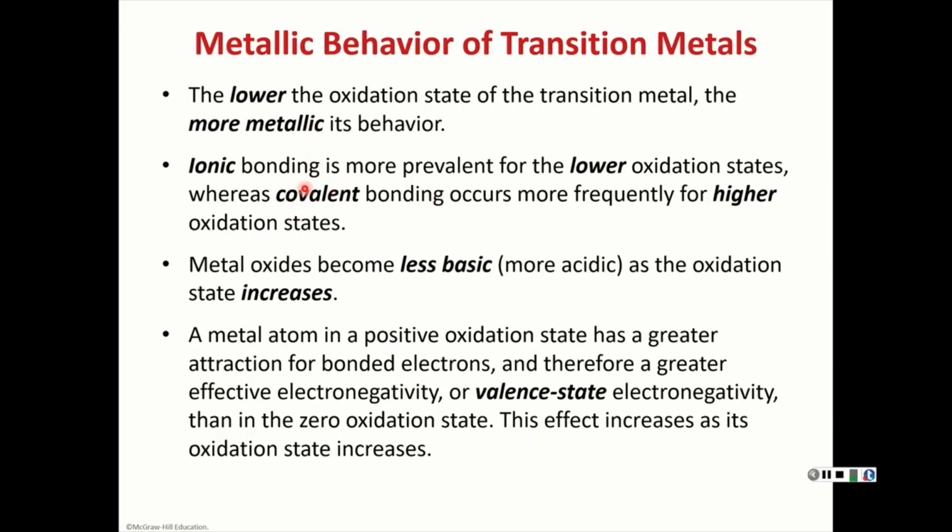Covalent bonding occurs more frequently for higher oxidation states. So that would be considered less metallic behavior. If you look at a metal that has a +2 oxidation state and a +4 oxidation state, the +2 oxidation state of that metal will be more metallic, and it will undergo more of an ionic bond, and the +4 state would be less metallic and have more covalent nature to its bonding.